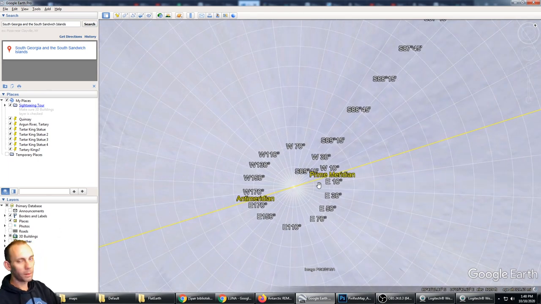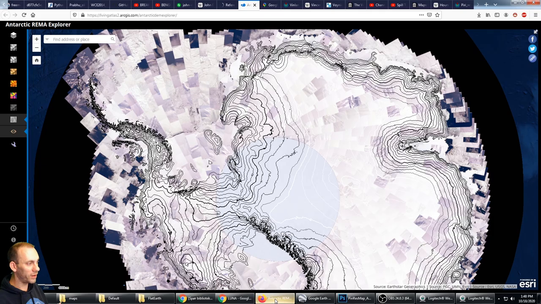These are just pixels that are being stretched towards the center, and they don't do that over here on the Antarctic Rima map. They just flat out stop. So quite interesting that no pictures are allowed south of 85 degrees.